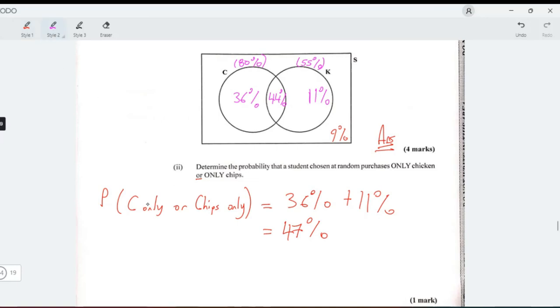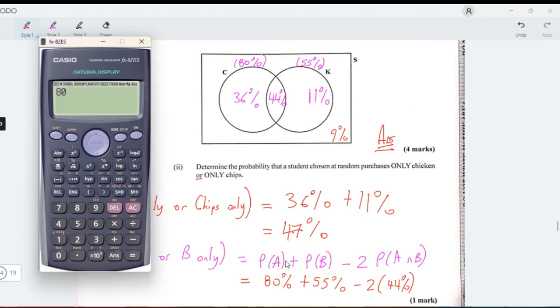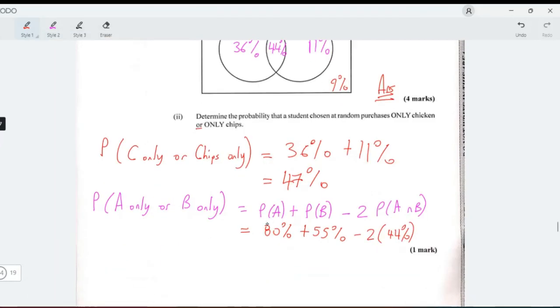Now there's another way to do this, to do A only or B only. There's a formula for it. So the probability of A only or B only, there's a formula for it. It's just the probability of A plus the probability of B minus 2 times the probability of A intersect B. We look more at this formula in applied math in CAPE, but let's say you just wanted to know it, you could. So it would be the 80% plus the 55% minus 2 times the intersection, 2 times 44, and this will give you the same answer. So you put that in your calculator, 80 plus 55 minus 2 times 44. If you wanted to use the applied math method, then you'd still get the same 47%. That is it.